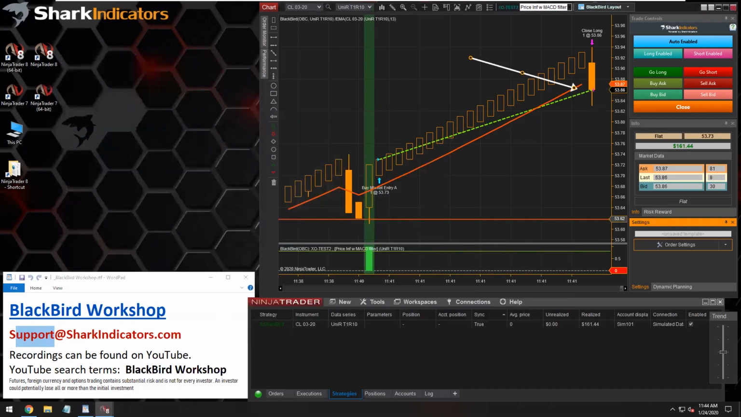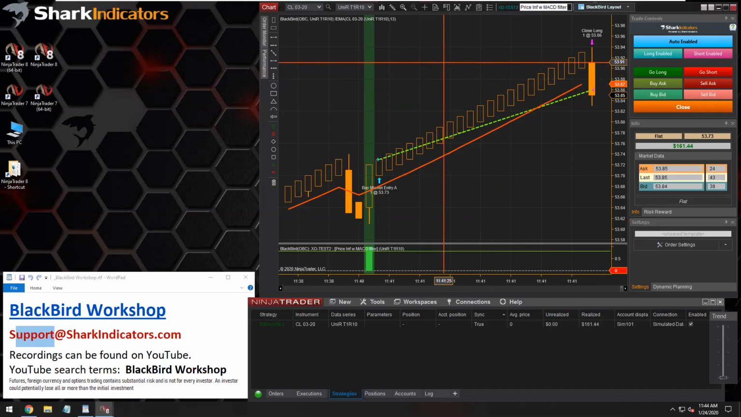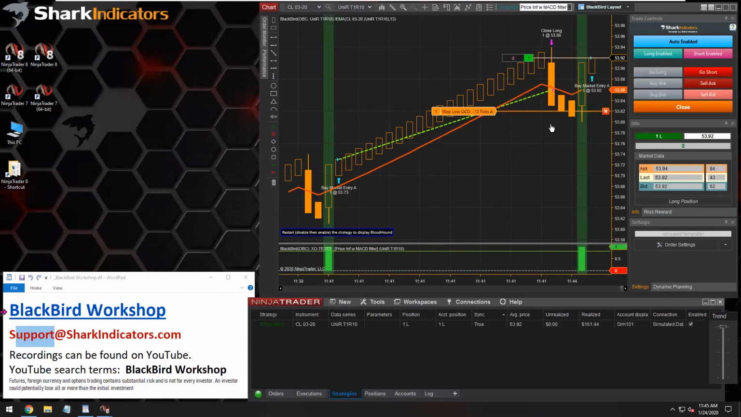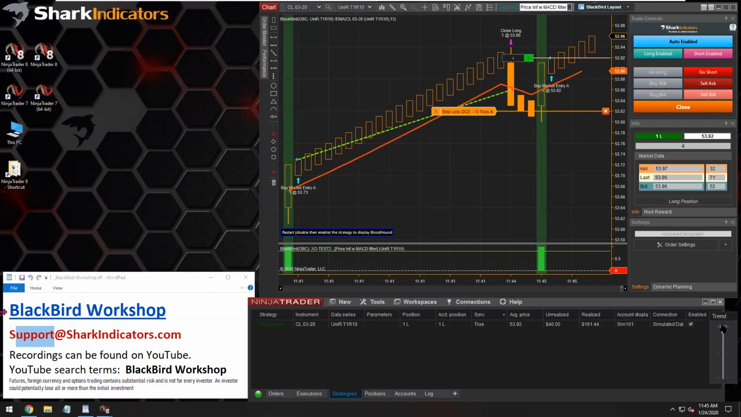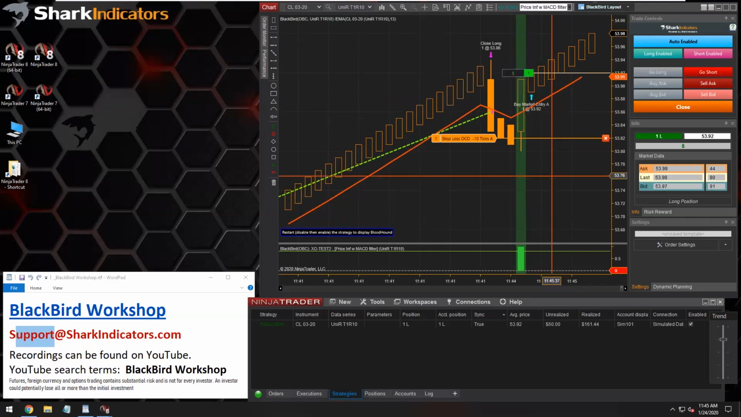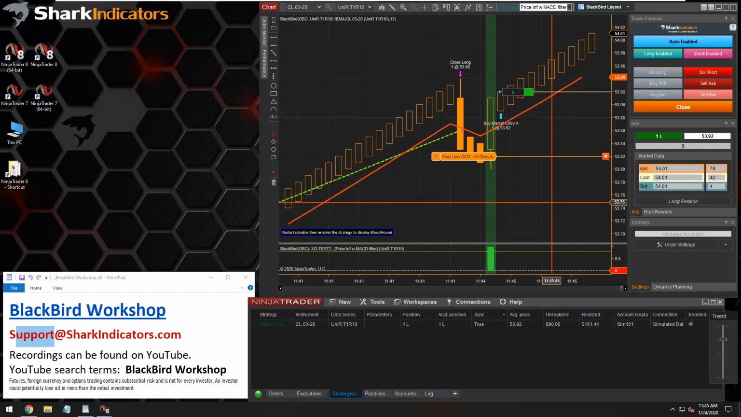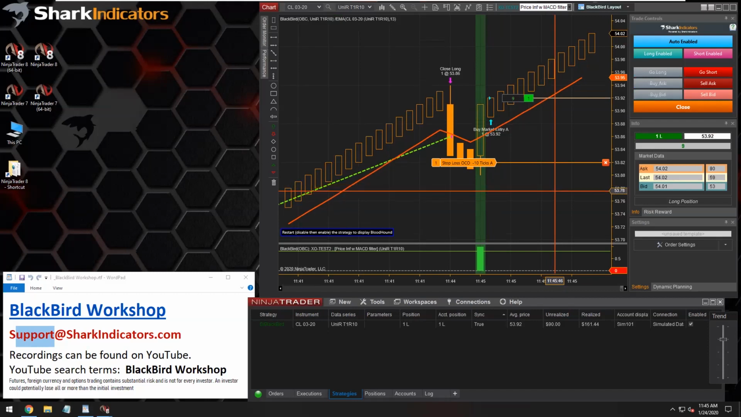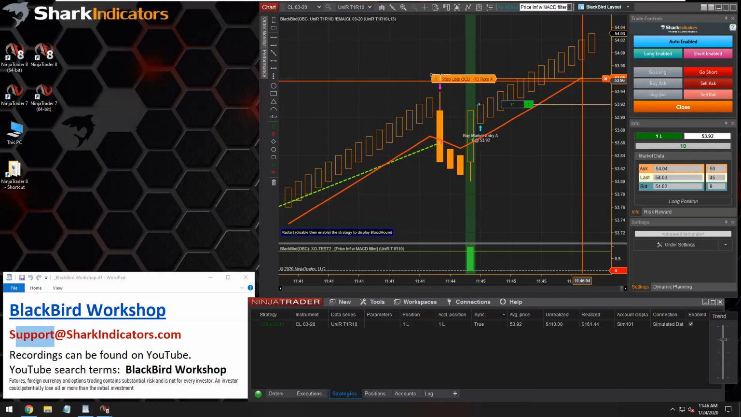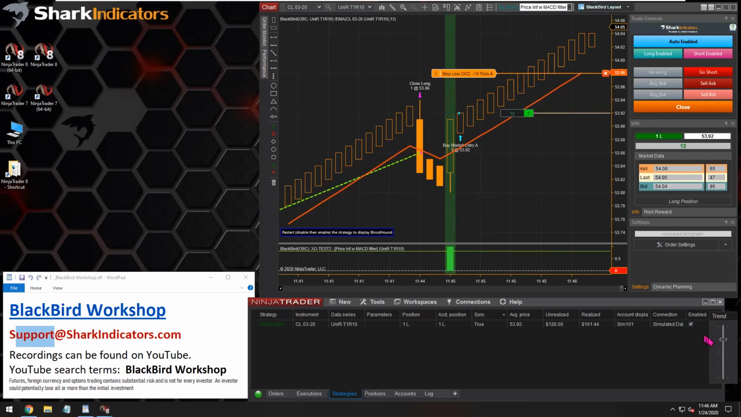All right. Let me pull the market down here. As soon as we get to 10 ticks, a couple more bars here. There we go. Now we can see our stop loss matches that EMA just perfectly. There's the trailing.